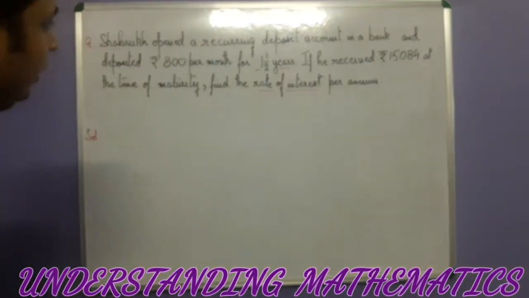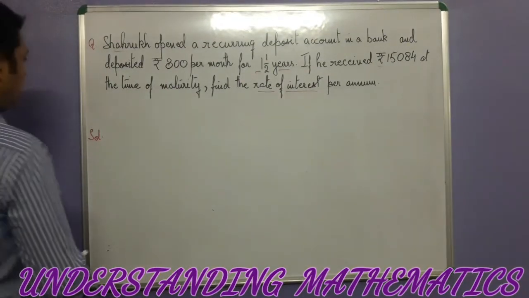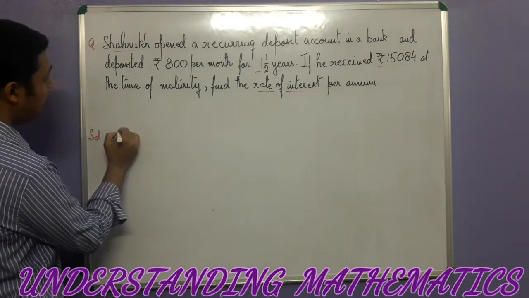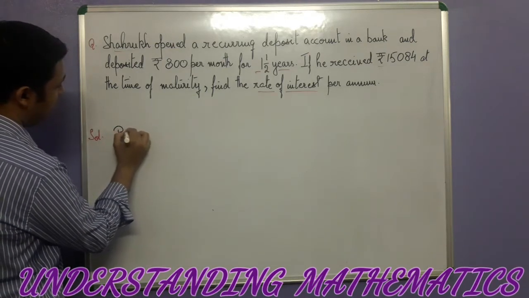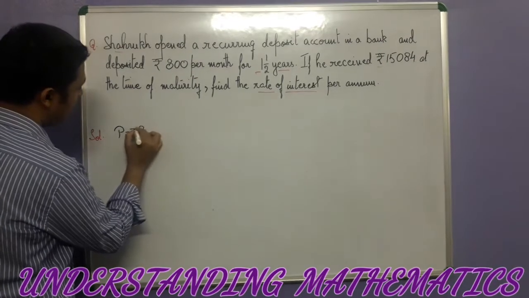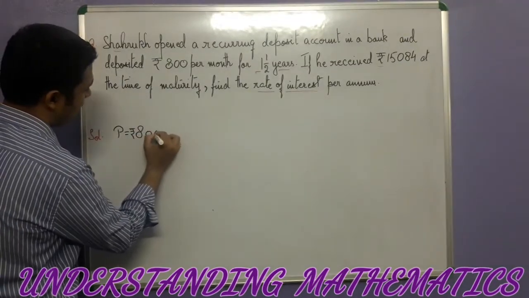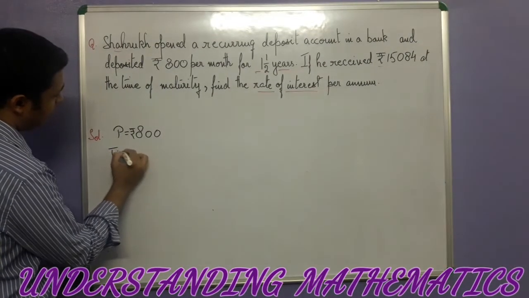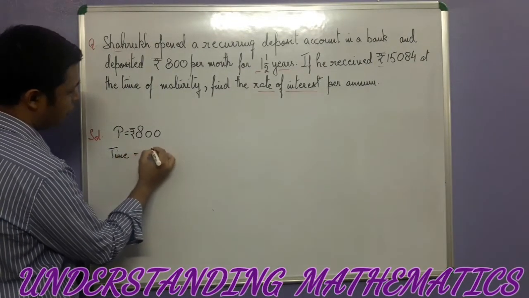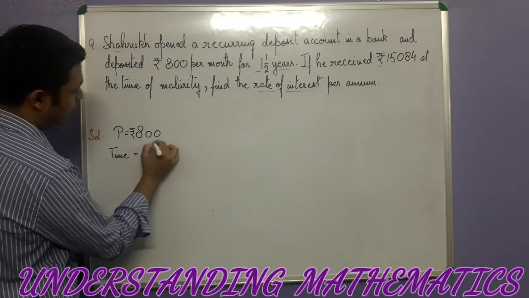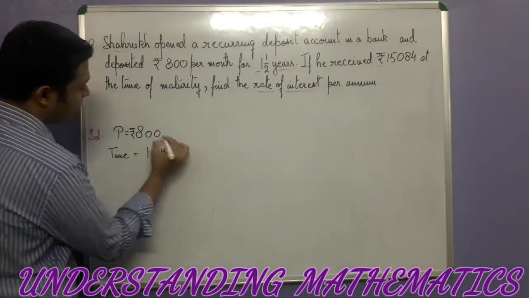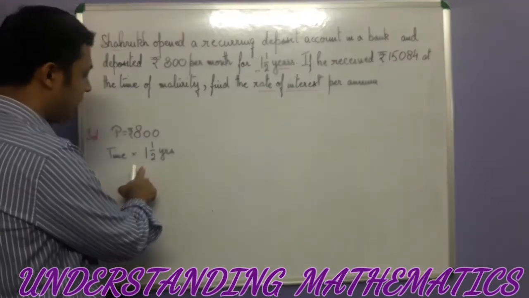Okay, so now very quickly let us note down what is given to us. So what is given to us is the principal amount. So principal is how much? Rupees 800. So this is given to us, and then the time is given to us. Time is how much? You know it. It is 1.5 years. So we need to convert this in terms of months.